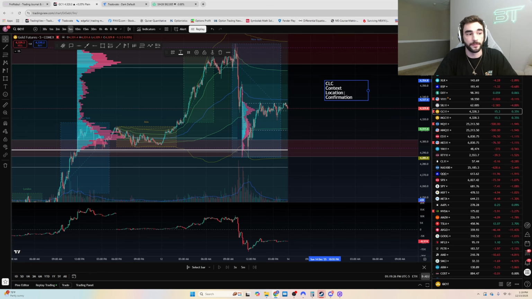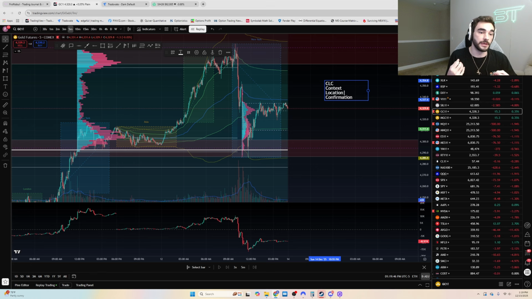Is it a fib? Is it a low volume node? There's a bunch of different things you can define for what you want your points of interest to be. You can also define entry conditions based off location. And the next part is going to be confirmation. What do you want to see at that location?